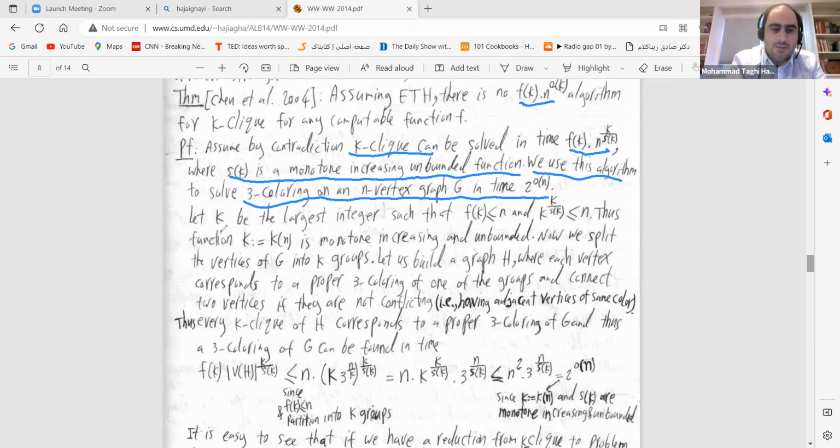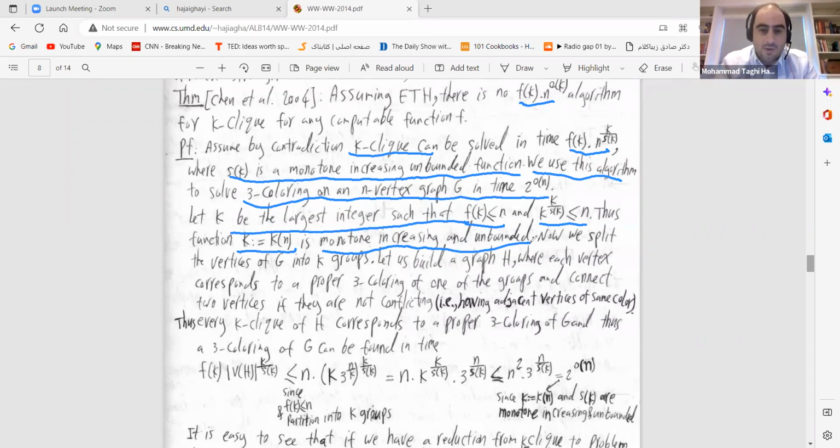This is just some definition. Let k be the largest integer such that f of k is less than or equal to n, and k over s of k to the k over s of k is less than or equal to n. So we define k as the largest k that has this property, and k is equal to k of n. For any n, you find the largest k, and that is k of n. You can see that this function is also monotone increasing and unbounded: when n becomes larger, k becomes larger.